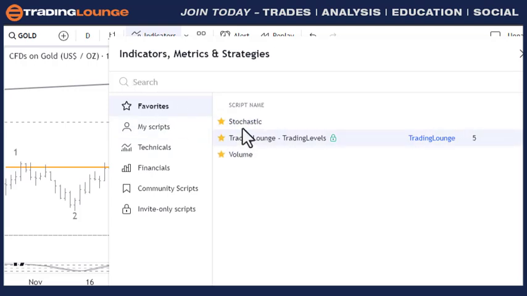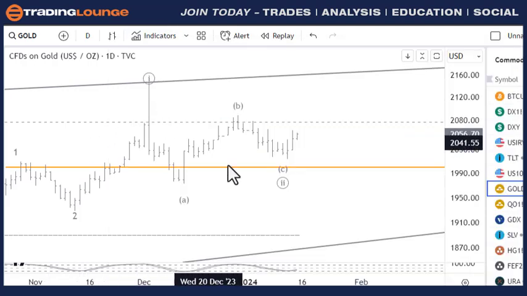I just use volume, and I've brought up the stochastic, so I kind of know them inside out. So these are really all I use, really, and Elliott. And then you just double click on this, and it appears on the chart at that point.